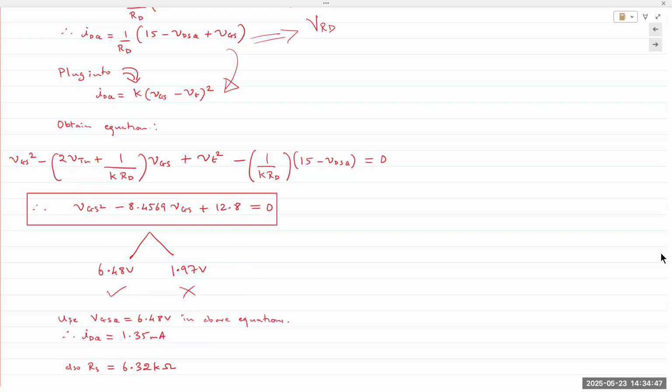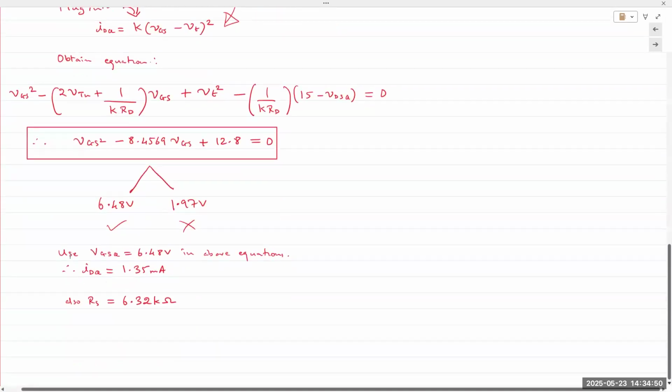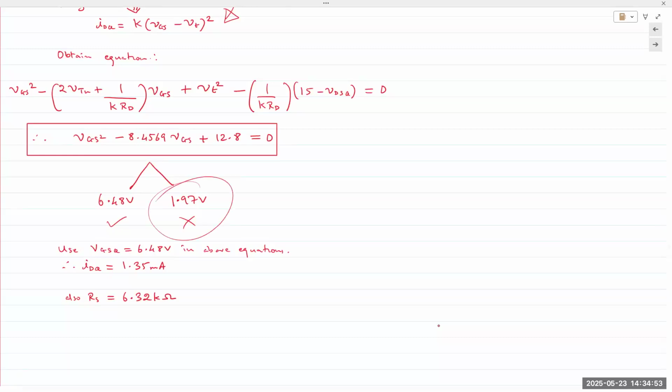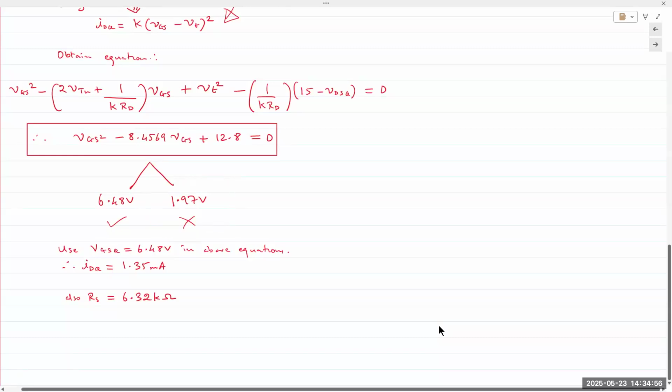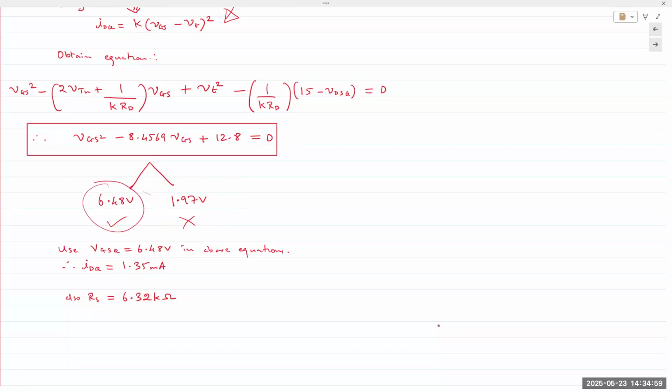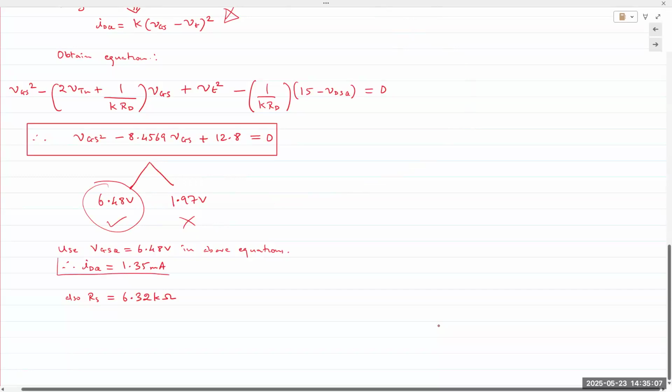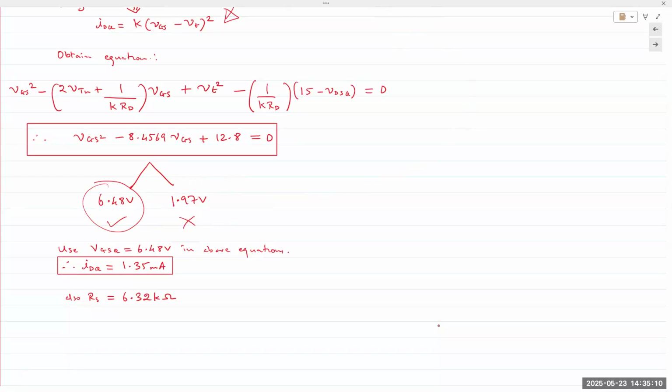Conveniently for us, the values are such that one of these values is below 4 volts. Obviously, that would not work. So we choose 6.48. We plug it into the above equations, and once we do that, we obtain the value for IDQ. And once we obtain the value for IDQ, again, we plug it into that KVL expression, and we can obtain the value for RS. And that's how we would end up designing or working a biasing circuit.